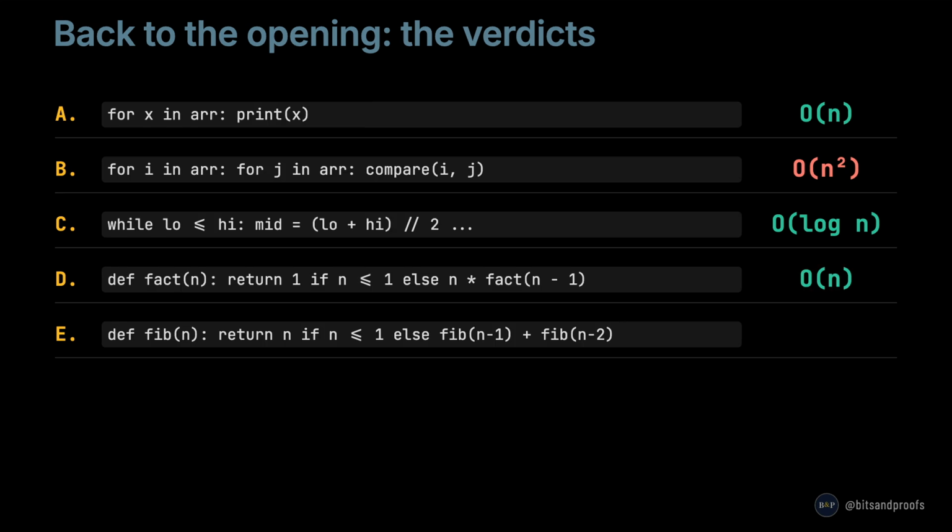Logarithmic. D, linear recursion, is O of n. 1 recursive call per step. Linear depth, linear total. E, branching recursion, is O of 2 to the n. 2 recursive calls per step. Exponential, the slowest of the 5, by a wide margin.